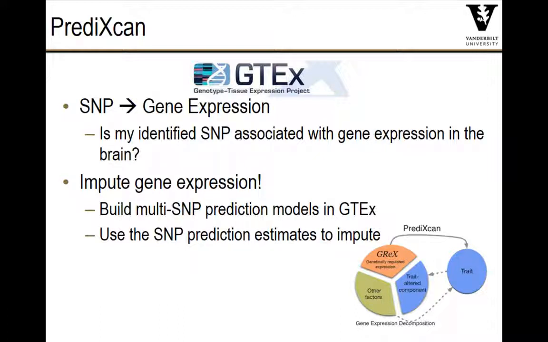So let me tell you how we use it, and then you can ask questions about it. One way you can use it is to go in and ask, is my SNP associated with gene expression? That question alone was not being asked when I started doing Alzheimer's disease research in 2012, right?